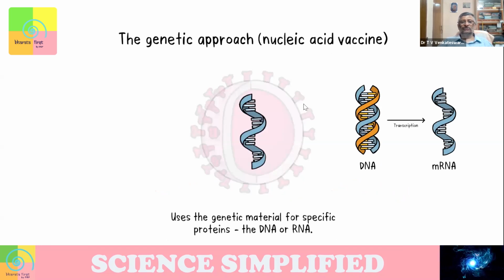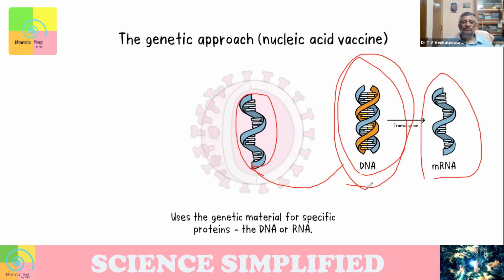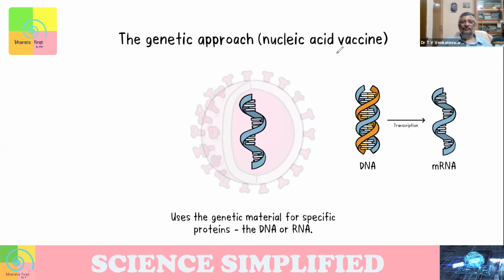In the third approach, what is called the genetic approach, we take the genetic material of the pathogen, suitably converted into either DNA or mRNA. Then I enclose this genetic material in a lipid drop and use it as a vaccine. For example, Pfizer is one such vaccine, which is based on the genetic material approach. So these are the three major approaches in vaccine making.